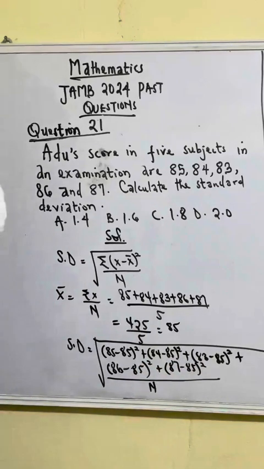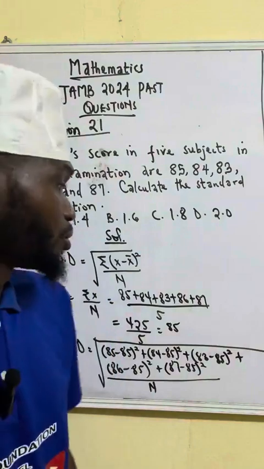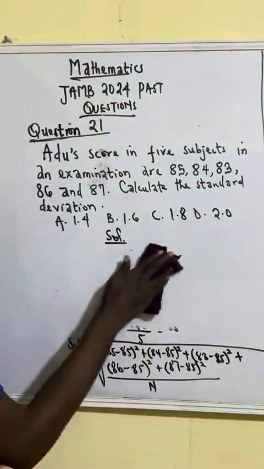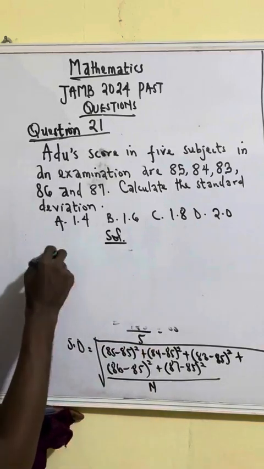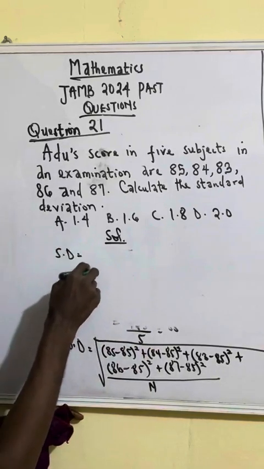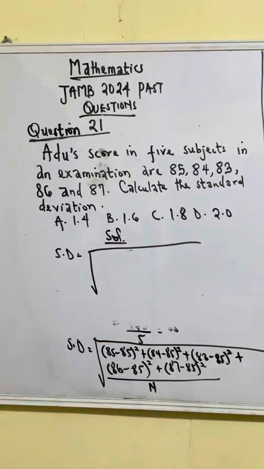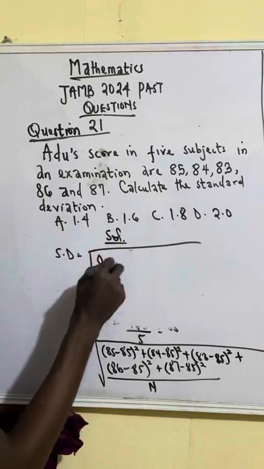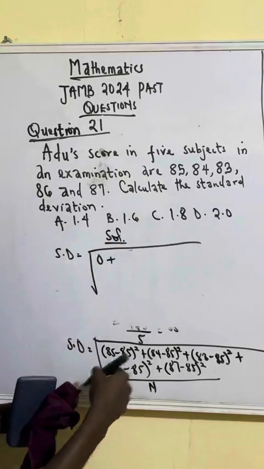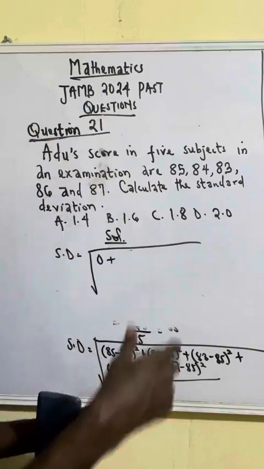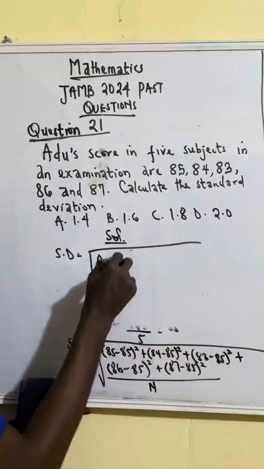So the next thing is to simplify what we have here. I can clear the top off. So from here, I'm going to have standard deviation equal to, I still have my square root there. So what is 85 minus 85? This is 0 squared, which is still 0. This is 84 minus 85, that is minus 1. Minus 1 raised to power 2 will just give me positive 1.